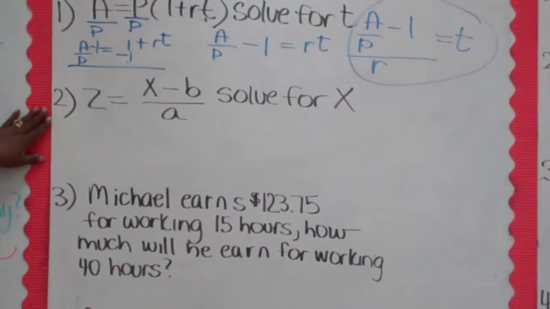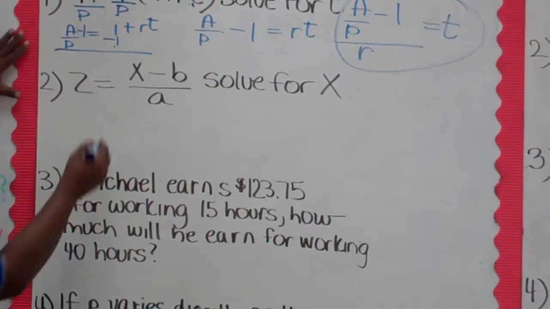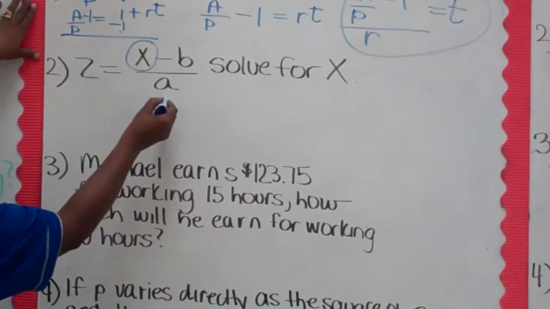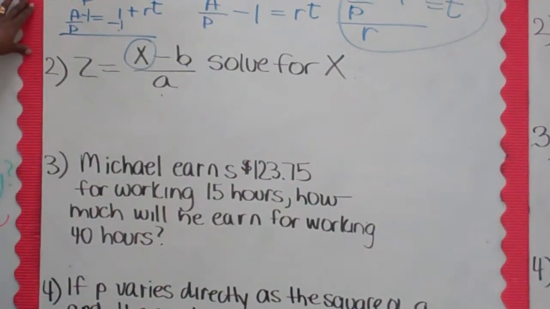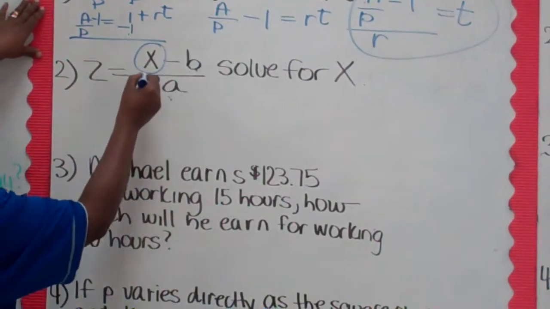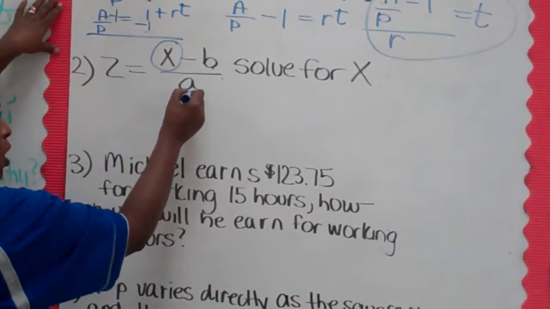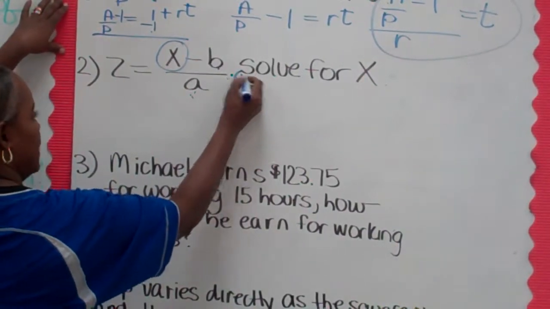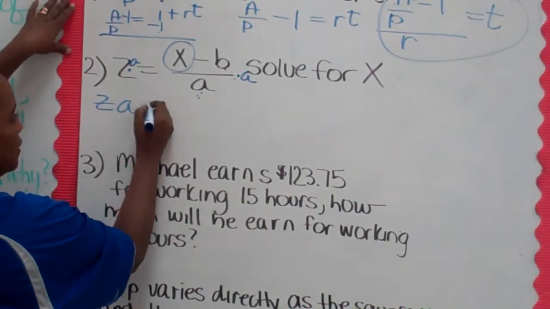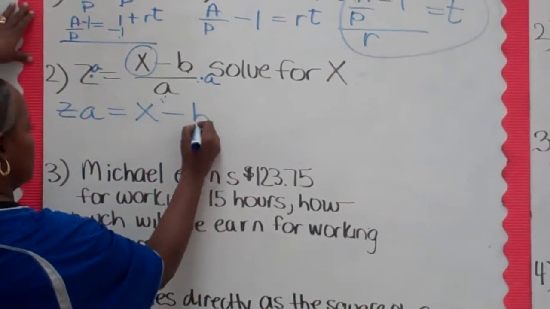Problem number 2, this time we're going to solve for x. So you zero in on your x, and you say to yourself, okay, that means I have to get rid of a and I have to get rid of b. Alright, let me start with a. How do I get rid of a? Since a is divided, I'm going to multiply both sides by a, so that I have z times a equals x minus b.